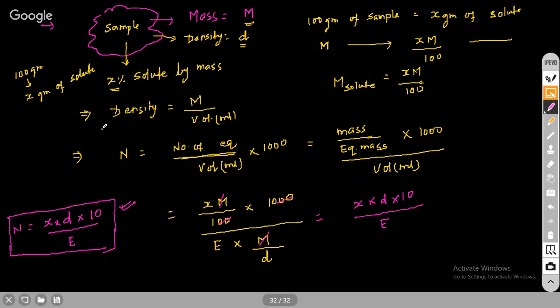So how do we get this formula? The derivation is not important. This formula you just try to keep in mind, and what all terms are there in this formula, that also you must keep in mind.